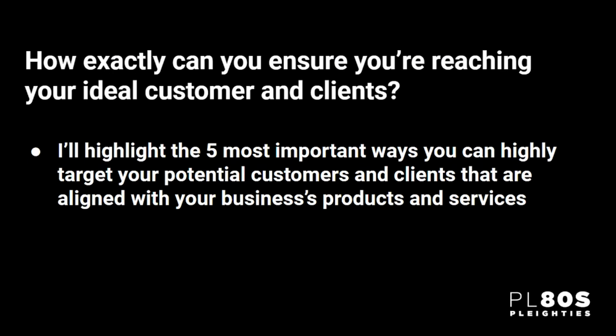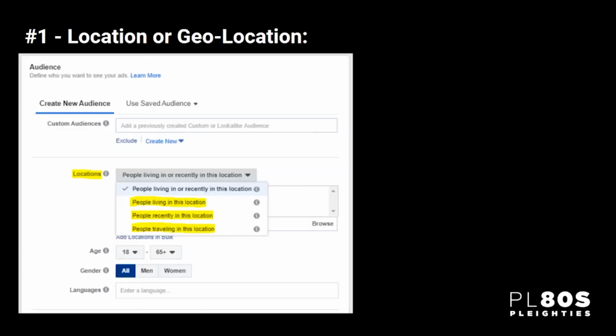How exactly can you ensure you're reaching your ideal customers and clients online? I showed you how I targeted those people with the skiing and snowboarding video content, but next I'll highlight the 5 most important ways you can highly target your potential customers and clients that are aligned with your business's products and services. Number 1, you can target by location or geolocation.